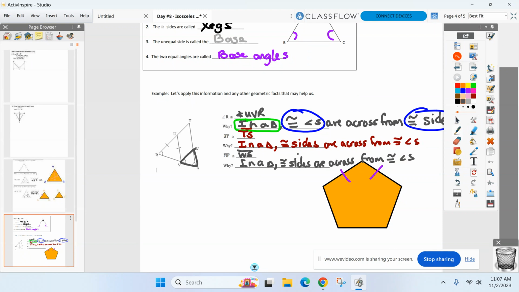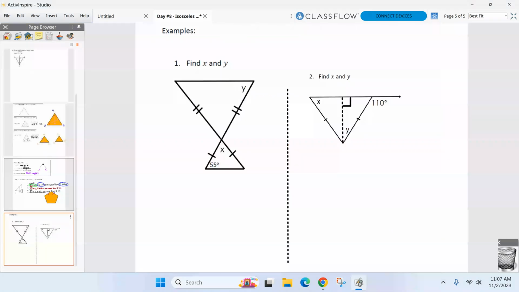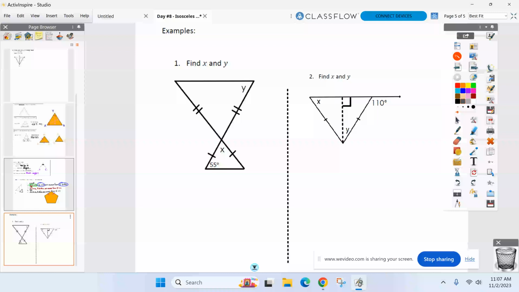Now let's just apply some numbers to it before we end. Today's a quick day. There should be no reason why all of you don't leave the room today with the assignment already completed. All right, first example. Everyone see two isosceles triangles? One on the bottom, one on top.